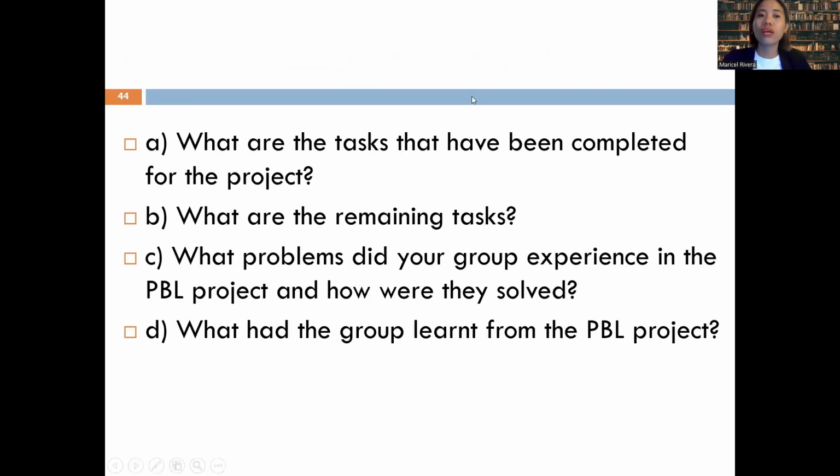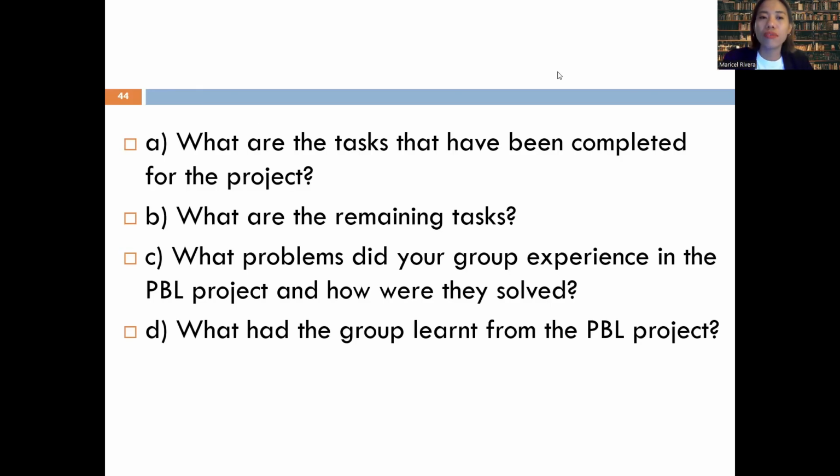following questions. So the questions are, what are the tasks that have been completed for the project? And what are still the remaining tasks? And what problems did your group experience in the PBL project? And how were they solved? And what had the group learned from the PBL project?